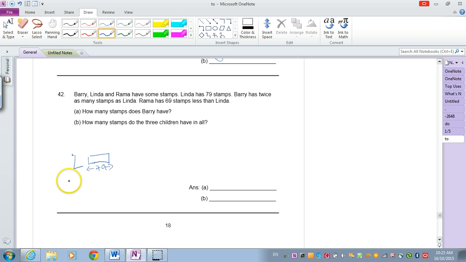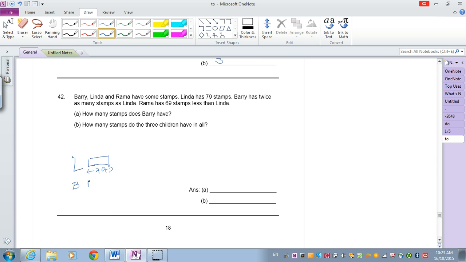And Barry has twice as many stamps as Linda. So Barry would actually have 2 of these units. And what about Rama? Rama has 69 stamps less than Linda. So Rama only has this amount of stamps, and this is 69 less. Okay, so question A, how many stamps does Barry have?